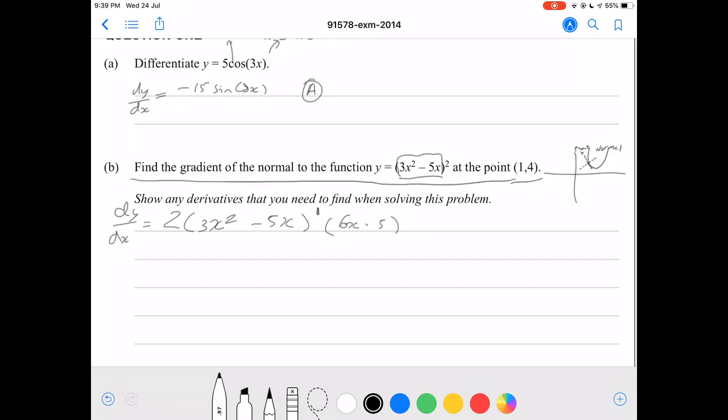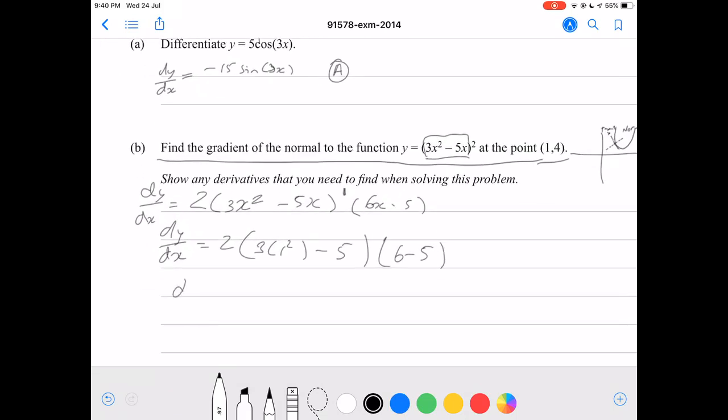Now we need to find the gradient of the normal, but first we need to find the gradient of the tangent at the point (1, 4). So we're going to substitute x equals 1. So dy over dx equals 2 times (3 times 1 squared minus 5) to the power of 1, multiplied by 6 minus 5. So dy over dx equals negative 2 multiplied by 1.